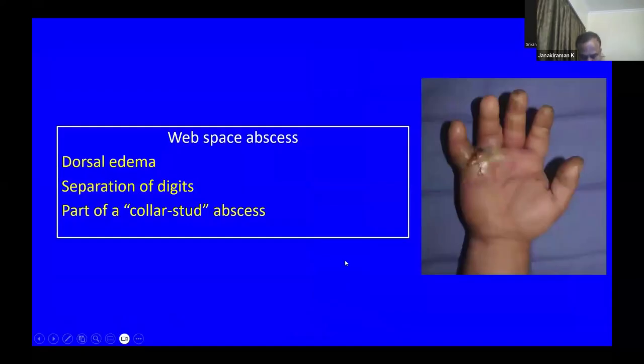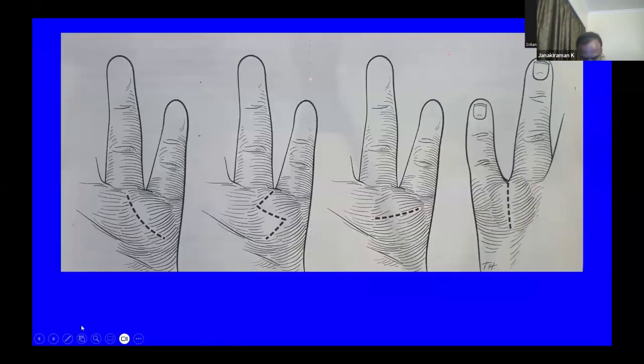An abscess can also occur in the web space. Typically, they have dorsal edema and the digits are separated from each other. It could be part of a collar stud abscess, meaning there could be an abscess which is close to the dorsum and it has penetrated here to manifest on the palmar surface of the hand. So there are various incisions that can be used. None is more advantageous than the other. It can be an oblique incision in the form of a Z, then a transverse incision, and a counter incision on the dorsum of the hand may also be required to ensure that the collar stud component is taken care of. This is a web space abscess.